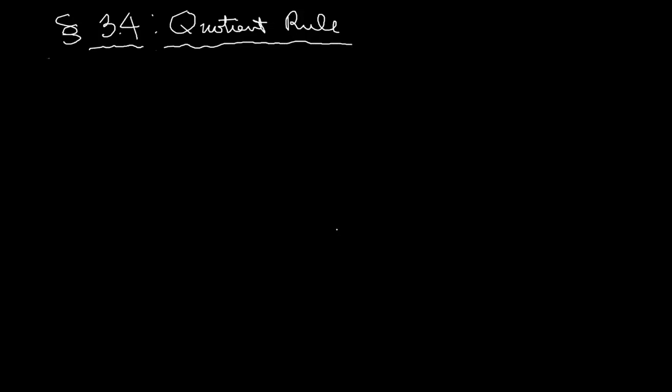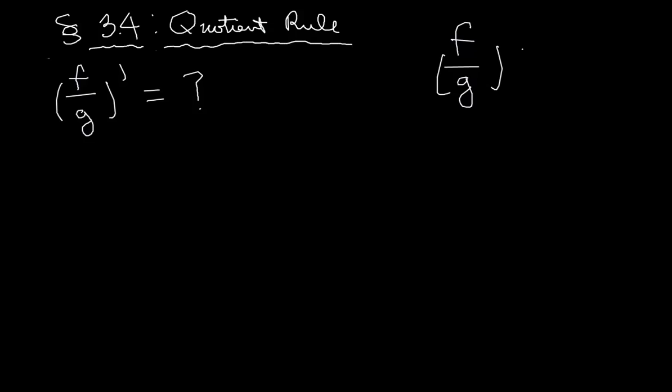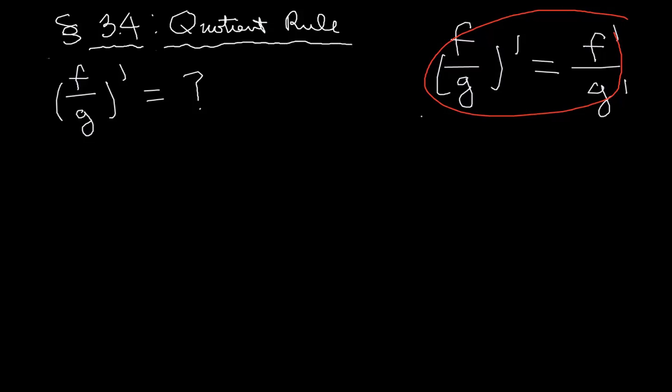In this video we're going to continue with section 3.4, but this time we're going to go over the quotient rule. The quotient rule is about what the derivative is of f divided by g, one function divided by another. What's the derivative of that? If the product rule was any indication, we know what it's not going to be, right? f divided by g prime is definitely not going to be f prime divided by g prime. It wasn't like that for the product rule, so it's probably not going to be that way for the quotient rule, and indeed it's not.